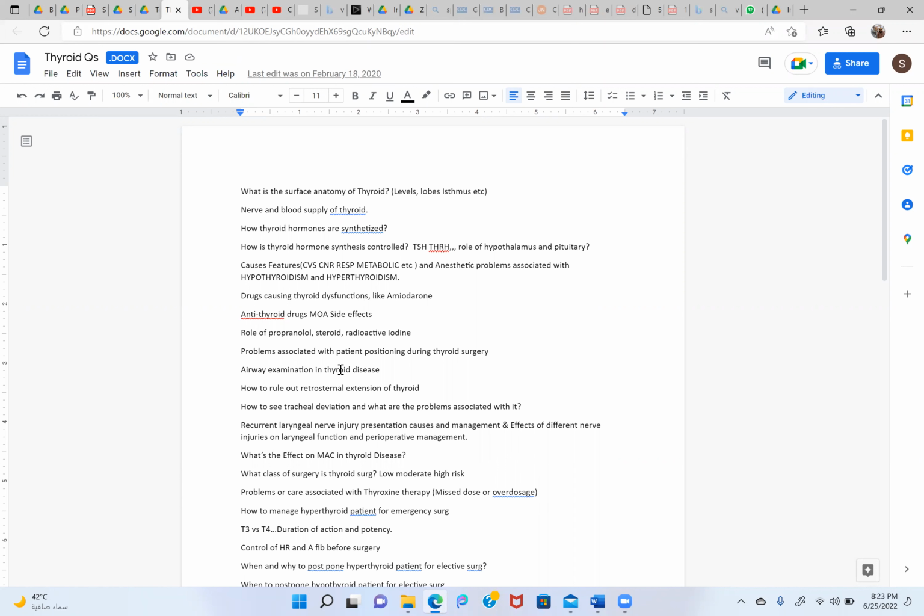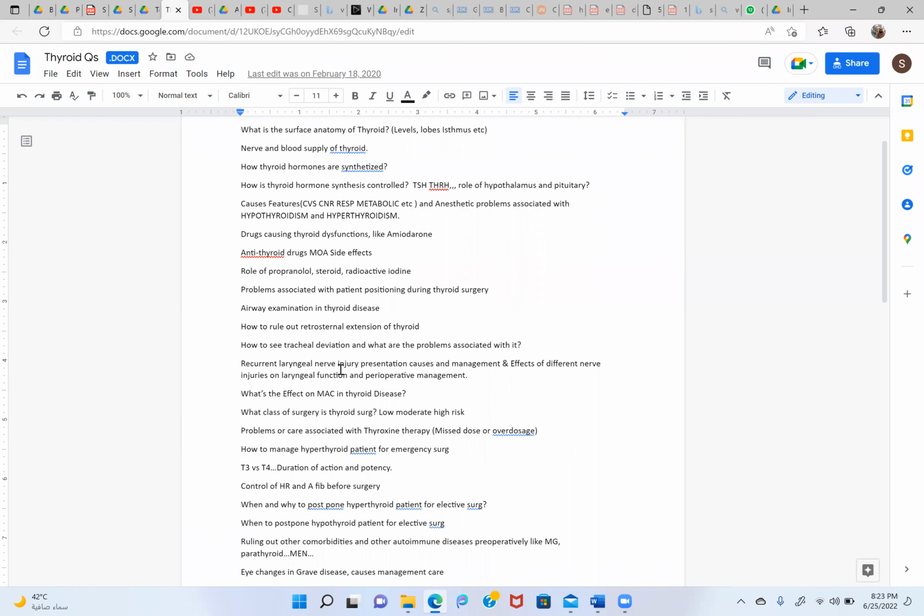Level, lobe, isthmus, nerve supply, blood supply, how thyroid hormones are synthesized, how thyroid hormone synthesis is controlled, the thyroid stimulating hormone, the role of the pituitary and hypothalamus, and then the effects. If you want the effects even for hypothyroidism, rather than reading baselessly, remember that every human being has a brain, lungs, heart, kidneys, liver, a metabolic system, a homeostatic system. Try to find out the changes in every system, whatever disease you are studying. I repeat, rather than reading the paragraphs of the book aimlessly, see what happens to the heart in hyperthyroidism and what happens to the heart in hypothyroidism.